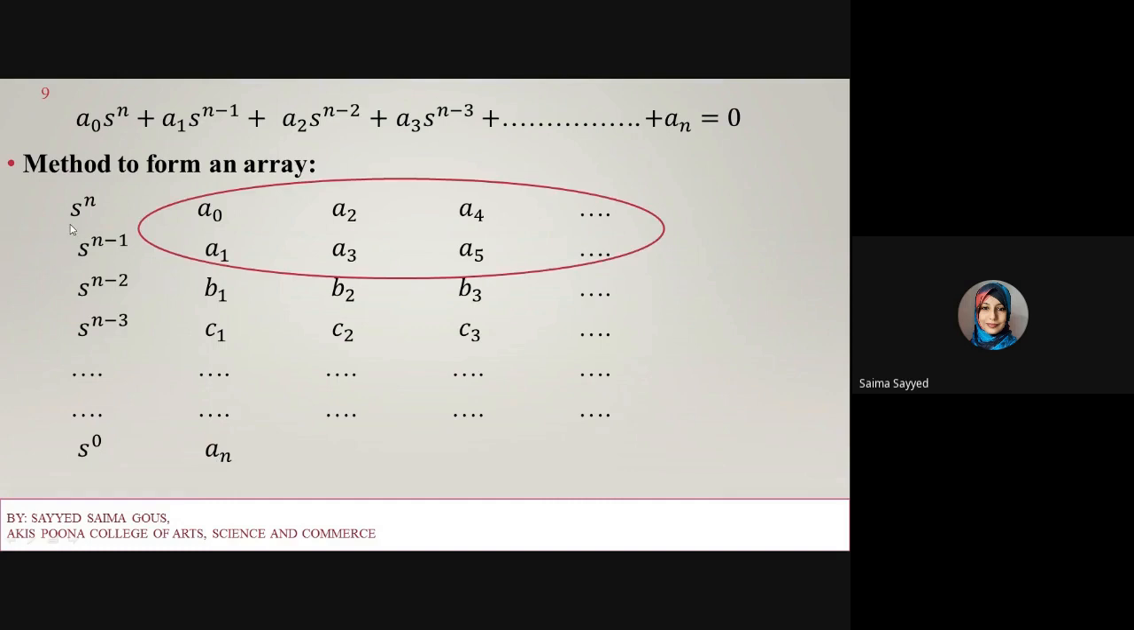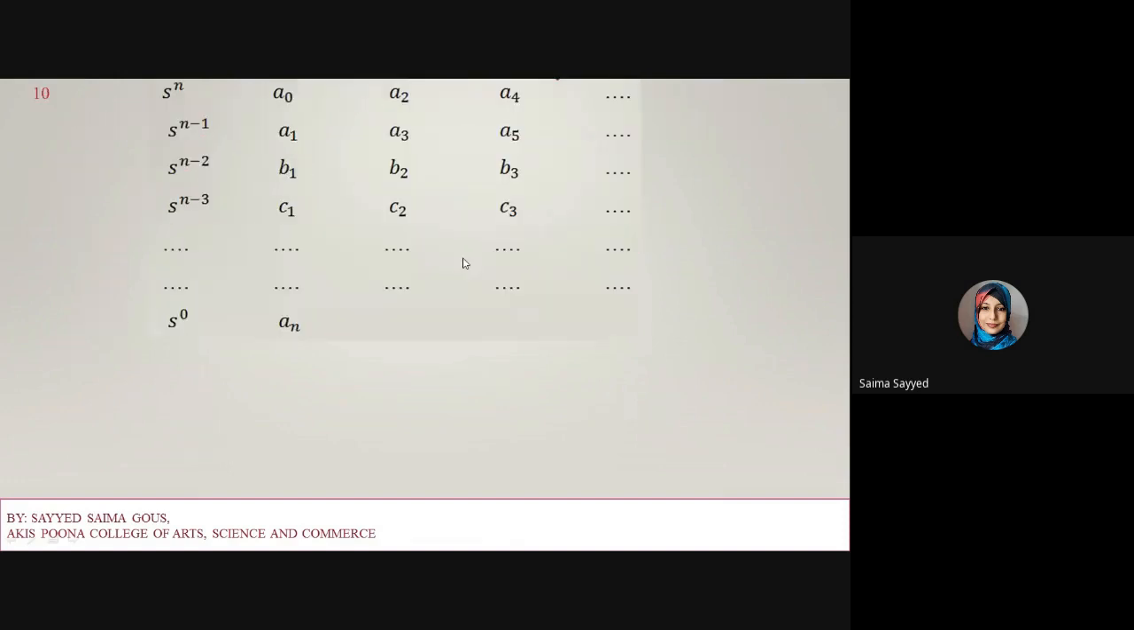So the first two rows, s raised to n and s raised to n minus 1, are the coefficients of the characteristic equation: a0, a2, a4, and the next row is a1, a3, a5. To find out b1, there is one formula: a1 into a2 minus a0 into a3, whole divided by a1. So this is the formula to find out b1.